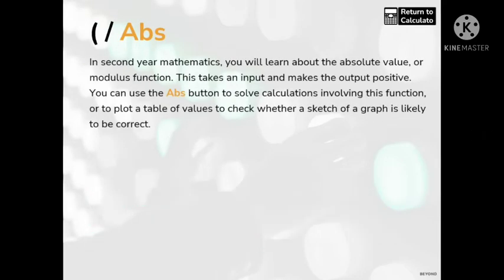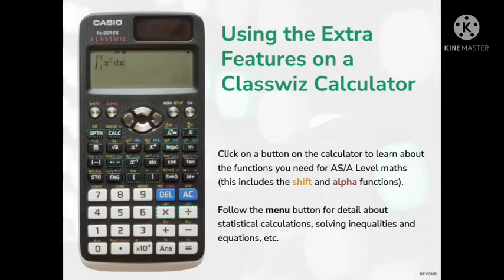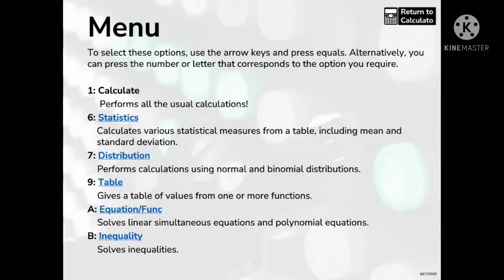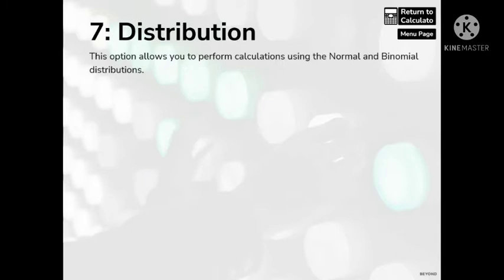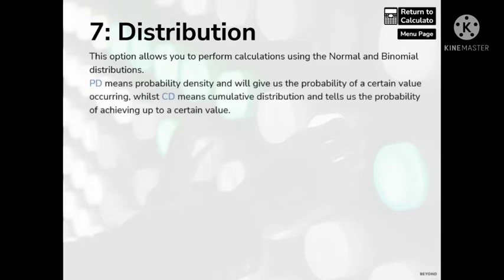Option number 7 is the distribution mode. If I return to my nifty little calculator, the distribution mode, option number 7, allows you to perform calculations using the normal and binomial distribution that you know about. PD means probability density, and will give us the probability of a certain value occurring, while CD means cumulative distribution, and tells us the probability of achieving up to a certain value.